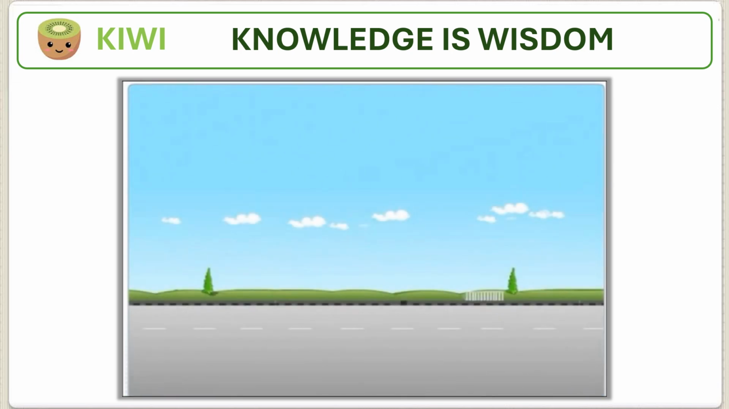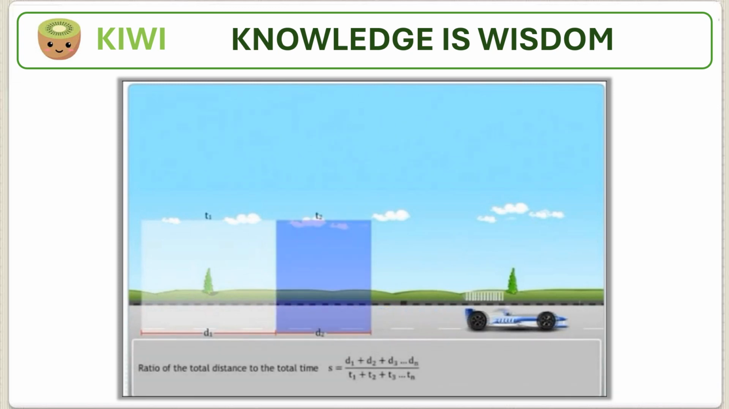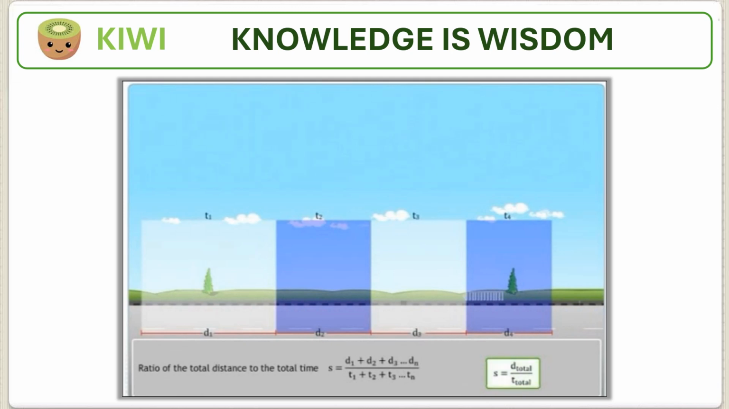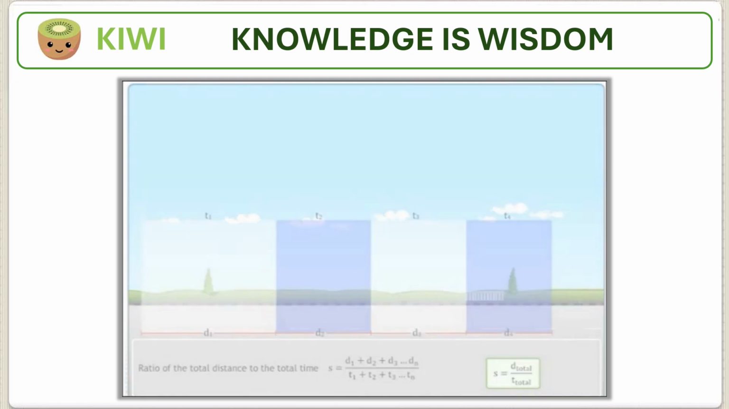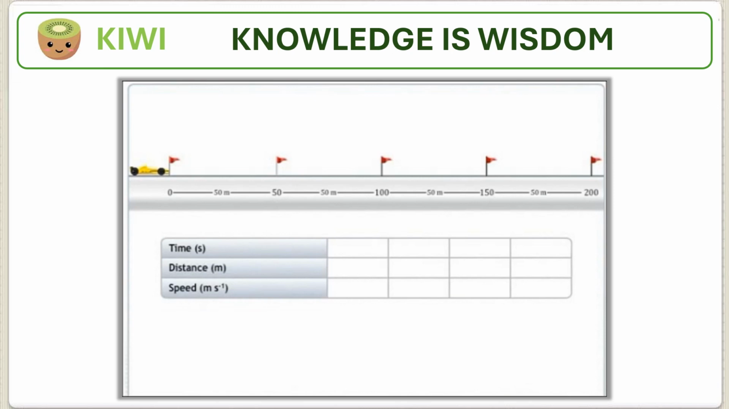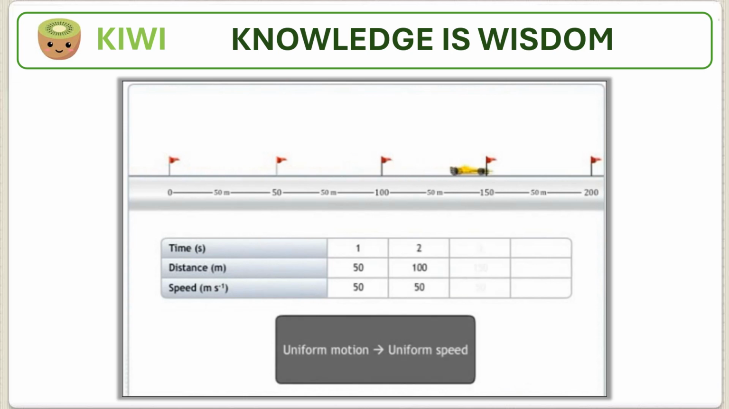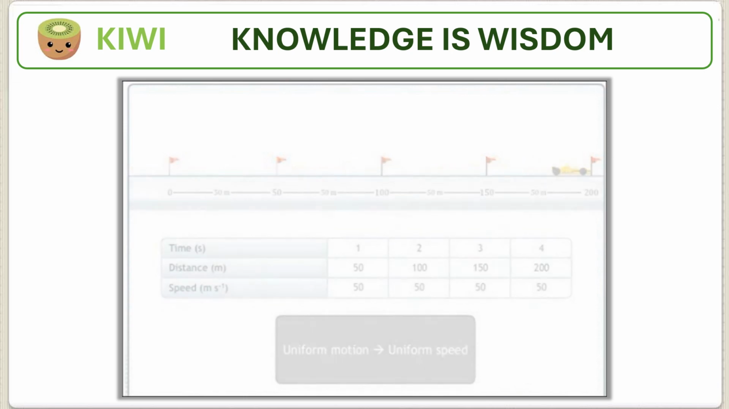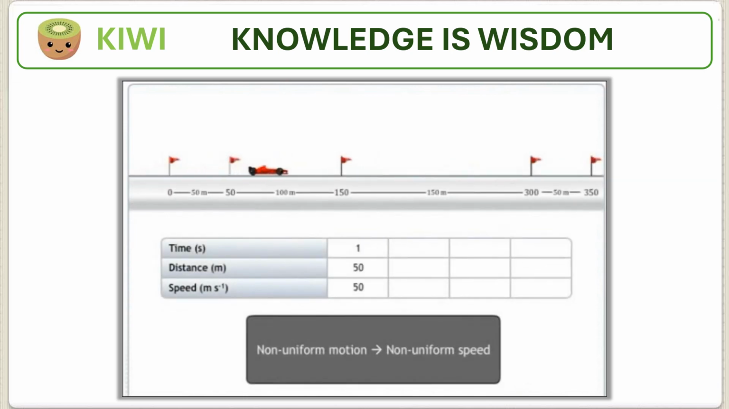Therefore, we typically use a quantity called average speed in our calculations. The average speed of an object is the ratio of the total distance covered by the object to the total time taken by it for covering that distance. Like motion, speed can be uniform or non-uniform. Thus, an object in uniform motion has uniform speed, and an object in non-uniform motion has non-uniform speed.